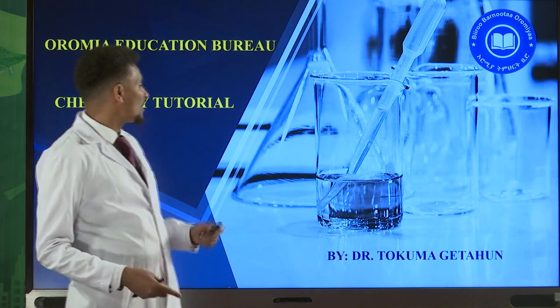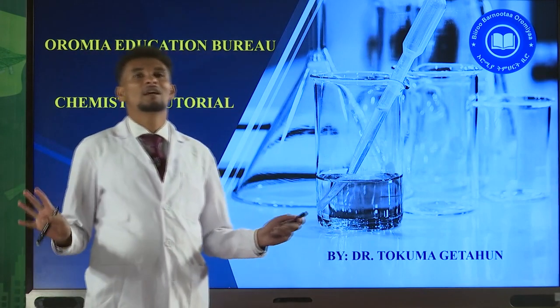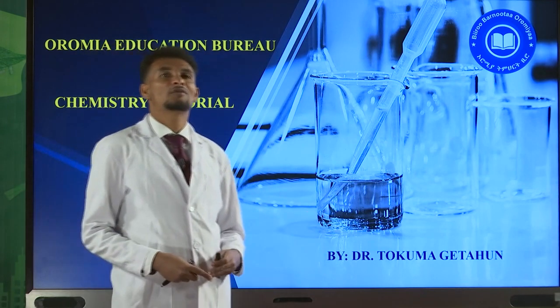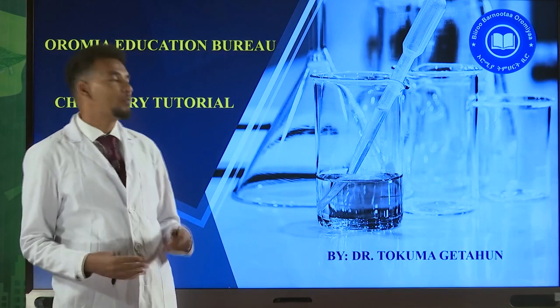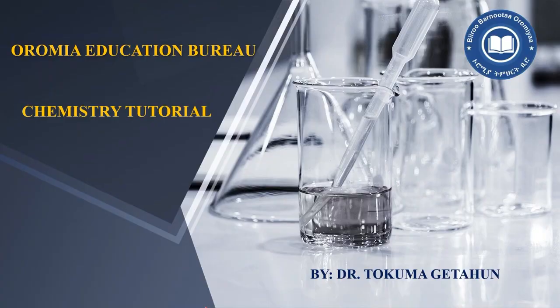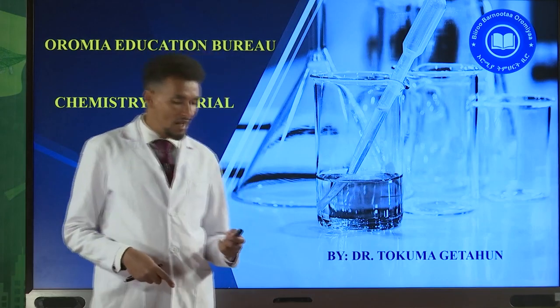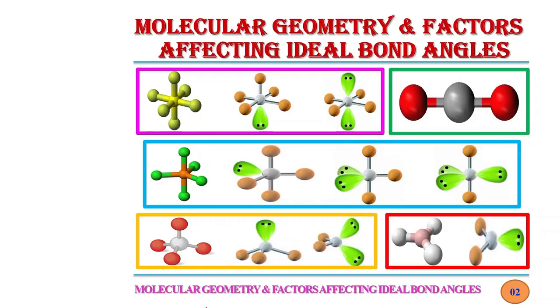In our previous classes, we discussed different topics selected from different schools in the Oromia region, which were proposed as difficult topics to teach students. Today, we are going to discuss molecular geometry. We will also see the factors affecting ideal bond angles, and what ideal bond angles are. I will tell you this one later.